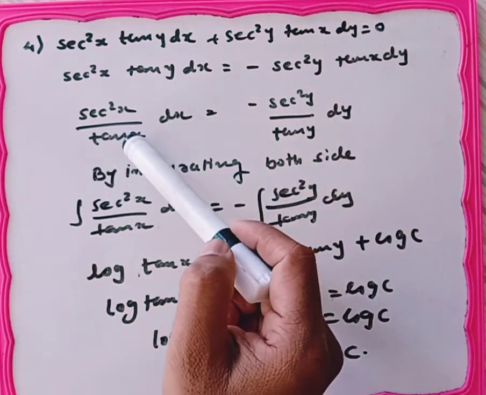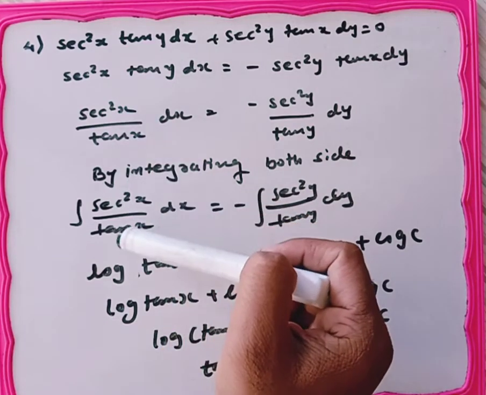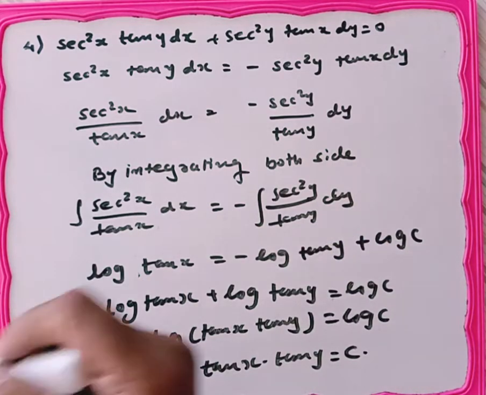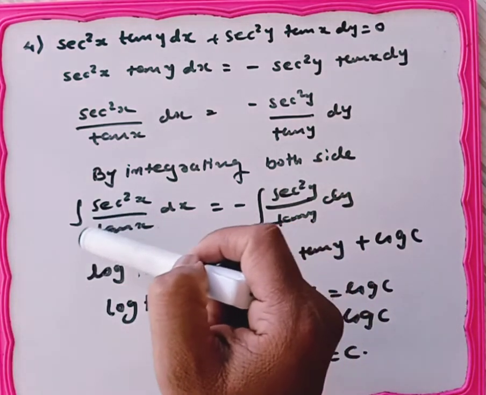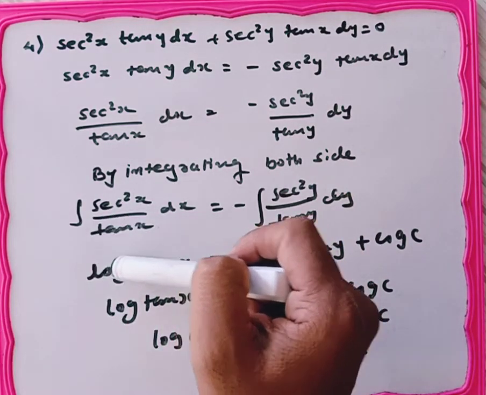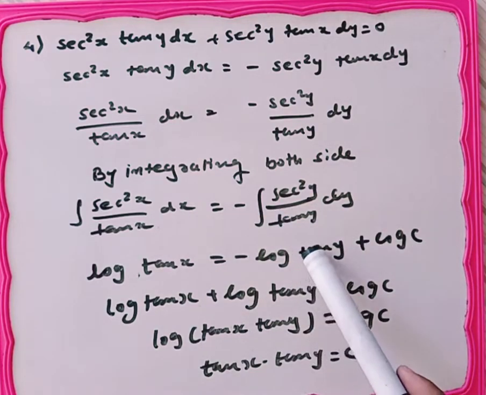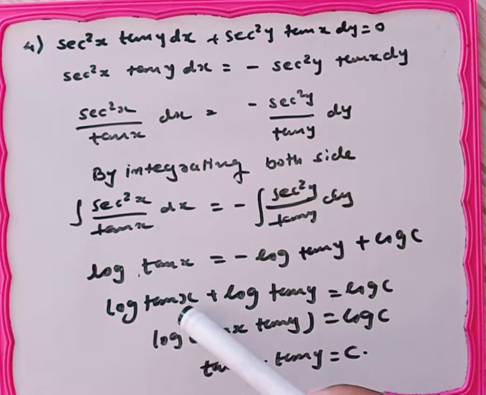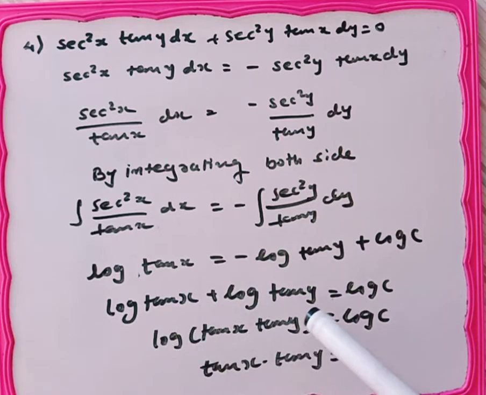So we know that the differentiation of tan x is sec square x, and so we have the f dash x upon fx format in the integration. Whenever the integration of f dash x upon fx is there, its answer is log fx. So here fx is tan x, and so we will write log tan x equals minus log tan y plus log c. So minus log tan y we take to the other side, log tan x plus log tan y equals log c. Here we know that log addition converts into multiplication, so log tan x into tan y equals log c. So log we remove from both sides, then tan x into tan y equals c.